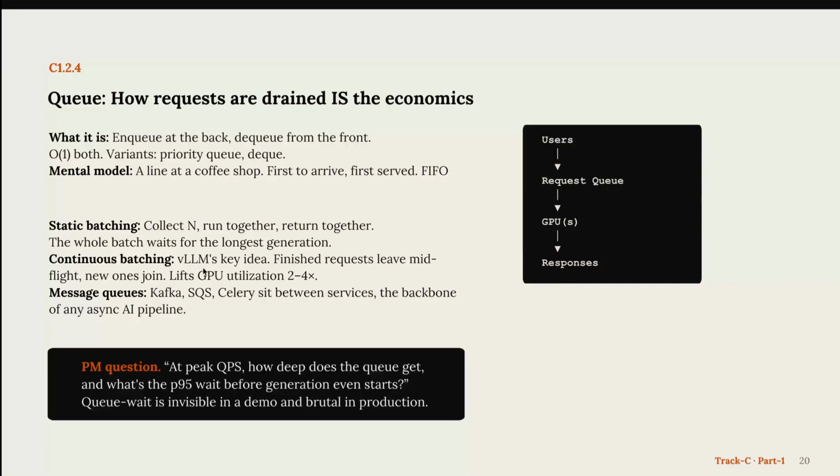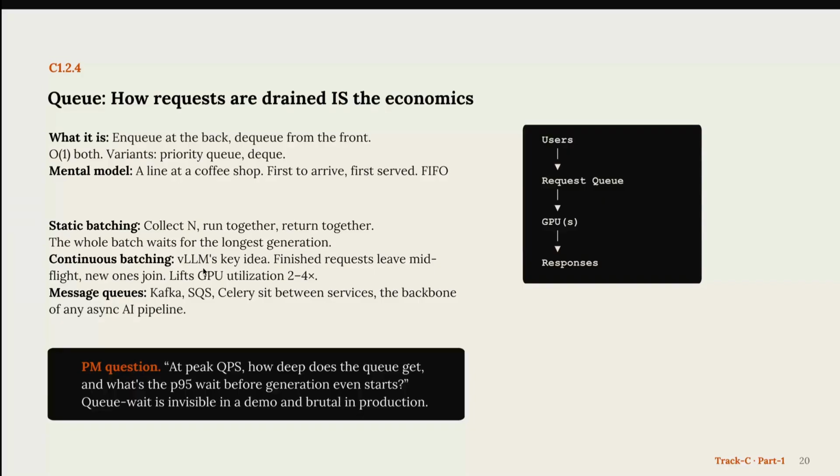Messaging queues like Kafka, Amazon's Simple Queue Service, Celery, they all sit between these services. So the PM's question is, hey, at peak queries per second, QPS, how deep does the queue get? And what's the P95 wait before a generation even starts? Because queue wait time is something that's invisible, and we always expect that the moment I submit, it directly goes to the LLM and the LLM is giving the response.